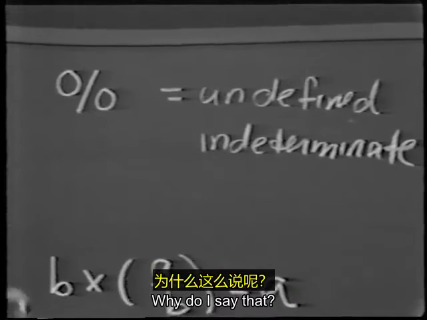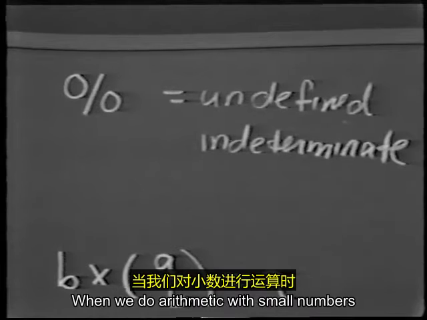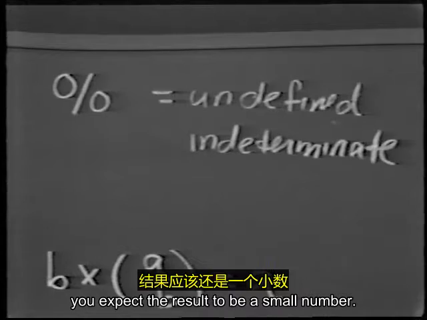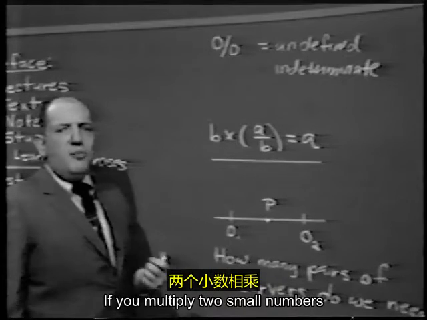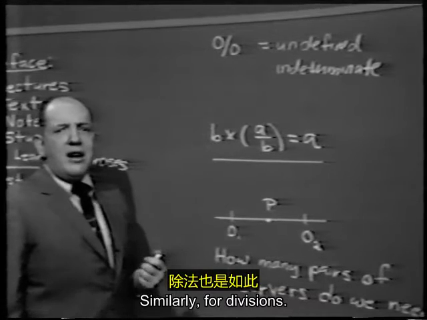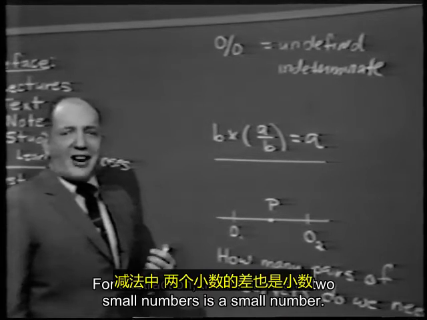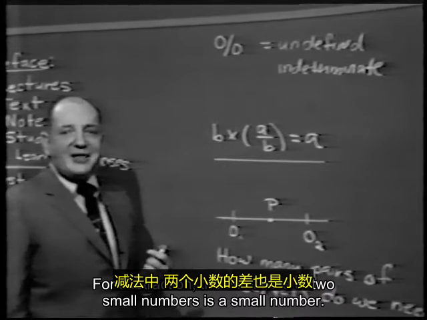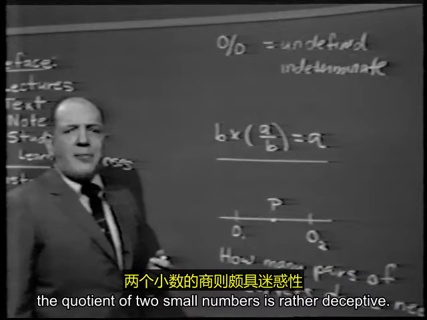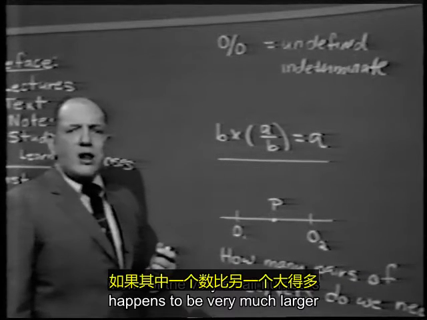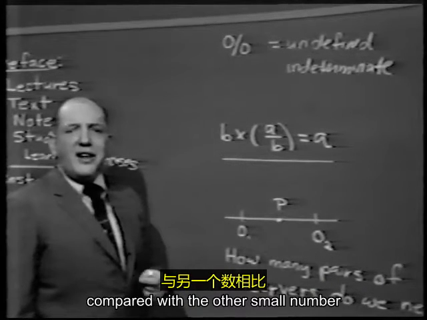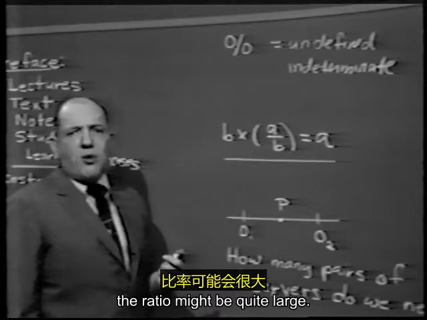Why do I say that? Well, here's an interesting thing. When we do arithmetic with small numbers, observe that if you add two small numbers, you expect the result to be a small number. If you multiply two small numbers, you expect the result to be a small number. Similarly, for subtraction, the difference of two small numbers is a small number. On the other hand, the quotient of two small numbers is rather deceptive. Because it's a ratio, if one of the very small numbers happens to be very much larger compared with the other small number, the ratio might be quite large.